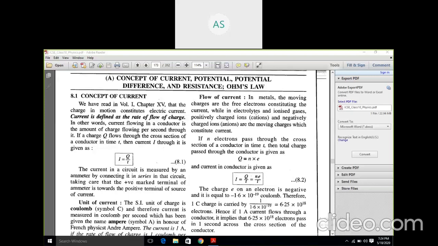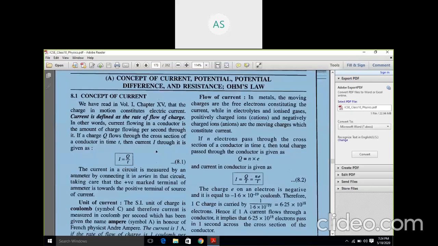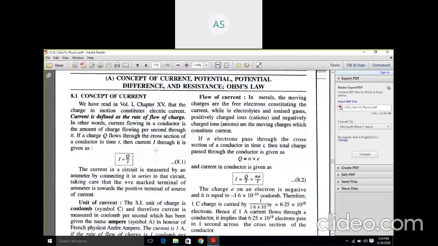Now, mathematically, we can say that current is equal to Q by T. I is equal to Q by T, where I is the current, Q is the charge, and T is the time. Now, when we are talking about charge, one must understand that the flow of current is basically the flow of electrons. So if we can calculate how many electrons are flowing through a conductor, then we can calculate the current.